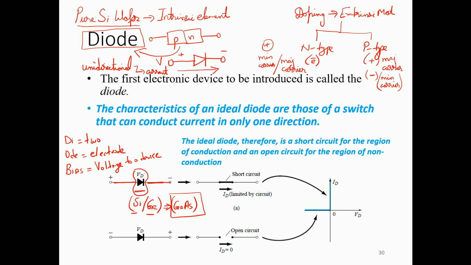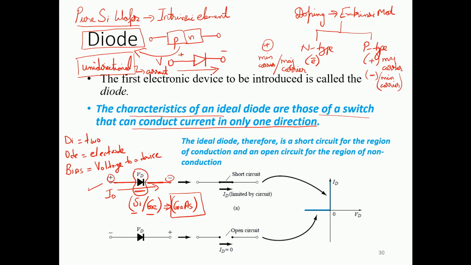So the characteristics of an ideal diode are similar to that of a switch, which means that it can conduct current only in one direction, which we call unidirectional flow of current. If you look at the symbol of a diode, and we apply a certain voltage to it, or bias the diode by applying the positive side to one terminal and negative on the other, the current ID is going to flow through this diode when the voltage is applied to it.